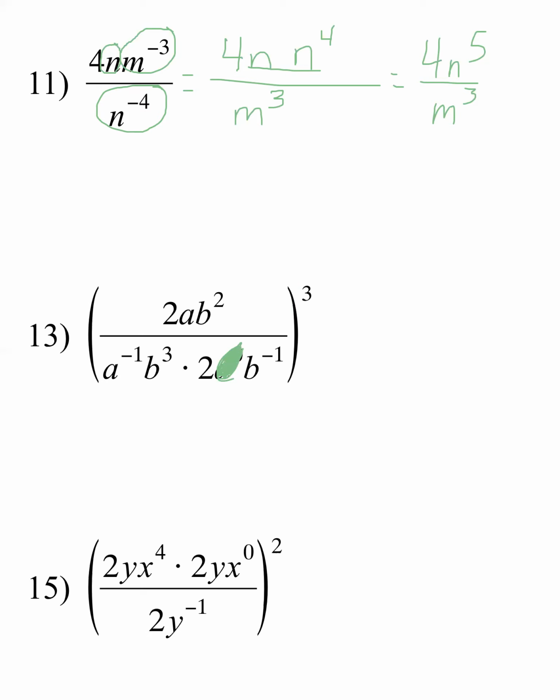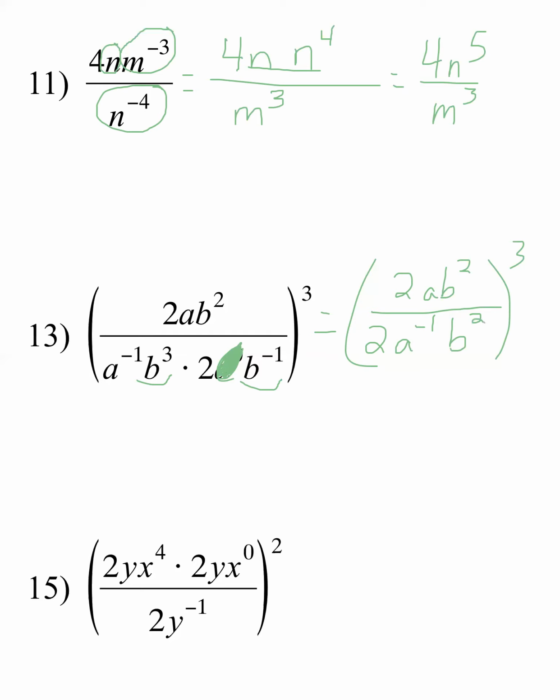And now I'm just going to go step by step. So I'm going to leave the to the 3rd. And now I'm just going to simplify the numerator. There's nothing to do in the numerator, so I'm going to leave it. In the denominator, there's a 2, and then a to the -1, and then b, look what I have. B to the 3rd and b to the -1. What is b to the 3rd times b to the -1st? You're going to add the exponents, right? So that actually gets me b squared.